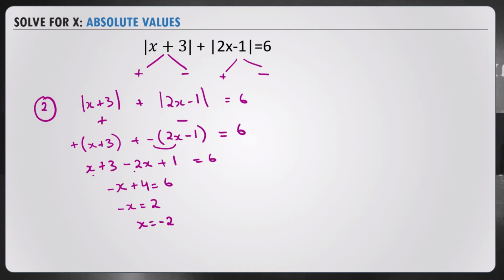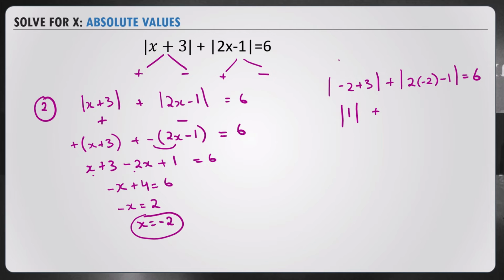Let's plug this value in and see if it works. X is equal to negative 2. So we have negative 2 plus 3 plus 2 times negative 2 minus 1 should be equal to 6. So negative 2 plus 3 is 1, plus 2 times negative 2 is negative 4 minus 1 is negative 5. The absolute value of 1 is 1. Of negative 5 is 5. Is it equal to 6? Yes, so this is one of your solutions.